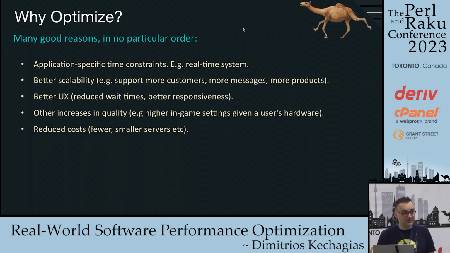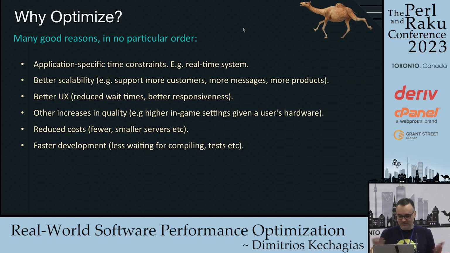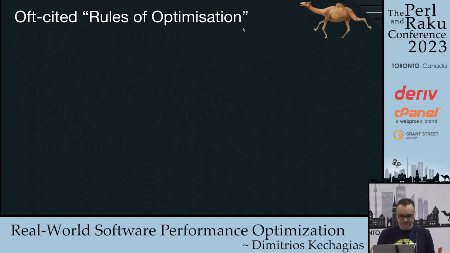An important one is reduced costs. Like if you make something twice as fast, you need half the hardware or power, and it's faster development. If you compile faster, your test suite runs faster. You don't wait for things to run as you develop.